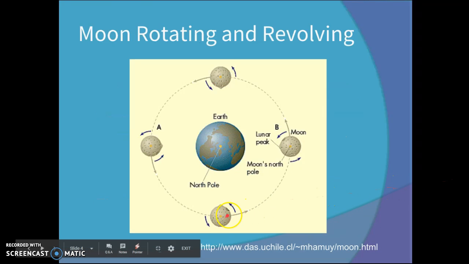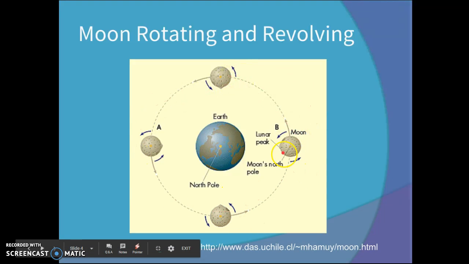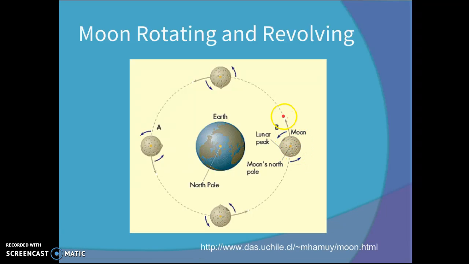This is just a quick image to demonstrate what I'm talking about. The moon is revolving around the Earth, and it's also rotating very, very slowly, so that it's always turning slightly inward. It's always facing the same direction, always looking at the Earth.